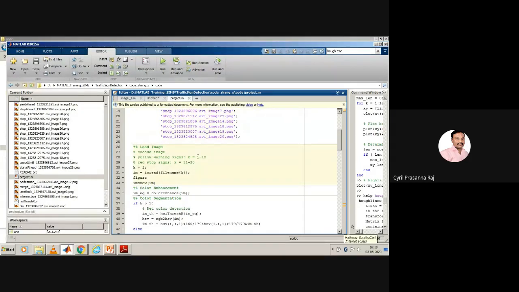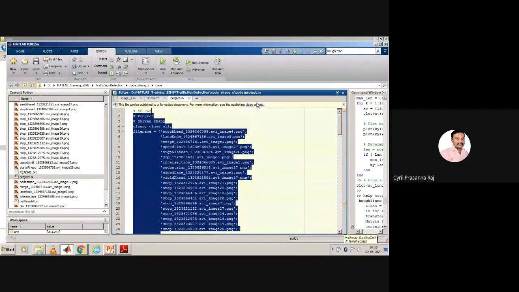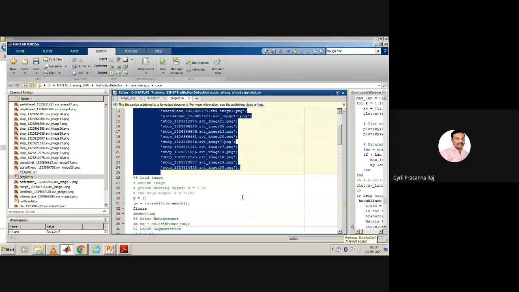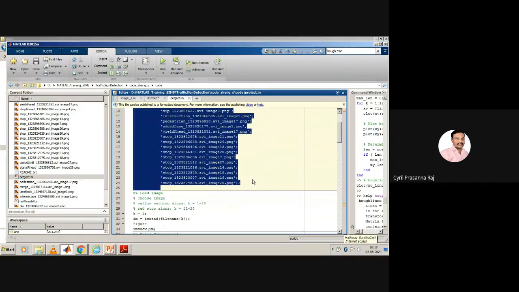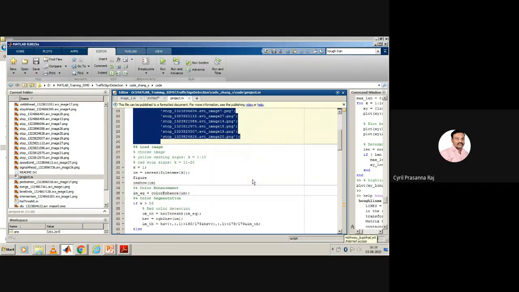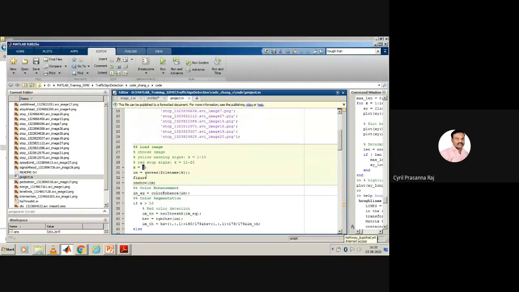So they have very clearly told k is equal to 1 to 10 implies yellow warning signs. K equal to 11 to 20 implies red stop sign. That means all the images that are available here, which are stored in this sequence, there are images from 1 to 20. 1 to 10 are basically traffic signs yellow in color, and 11 to 20 are traffic signs as stop. Okay, that is what is defined. So if you want to process all the above images, you have to change the value of k. Then you read this image by changing the different values of k.